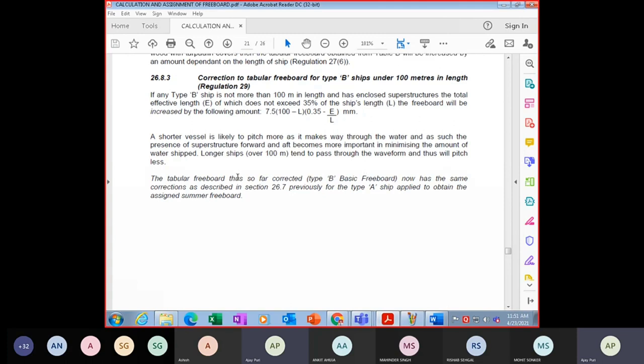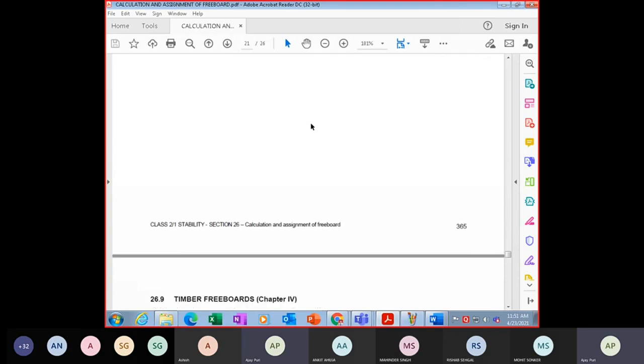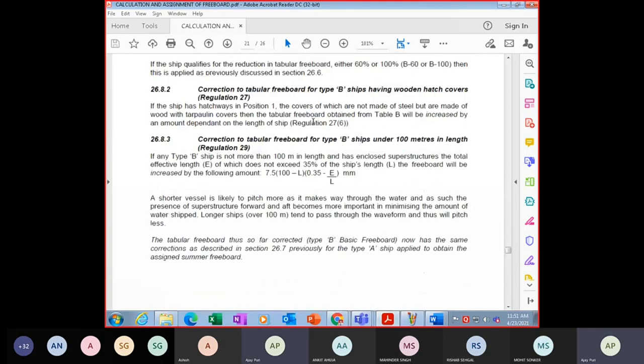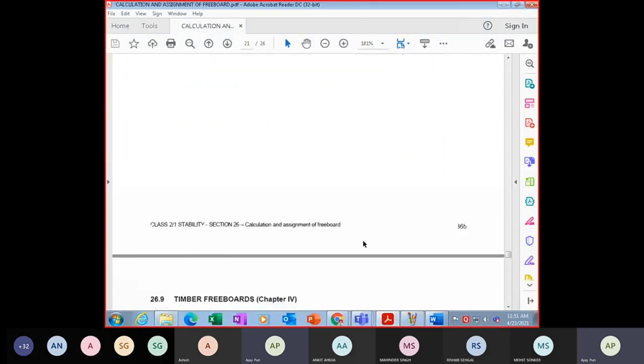So the tabular freeboard so far: type B basic freeboard now has the same correction as applied previously for type A to obtain the assigned freeboard. So plus you have to apply this, and the rest will be of type A. Type A ke jitne lagaye the wo sare lagenge, plus ye lag jayenge for type B, if it is less than 100 and for wooden hatch covers, plus whatever was for type A.